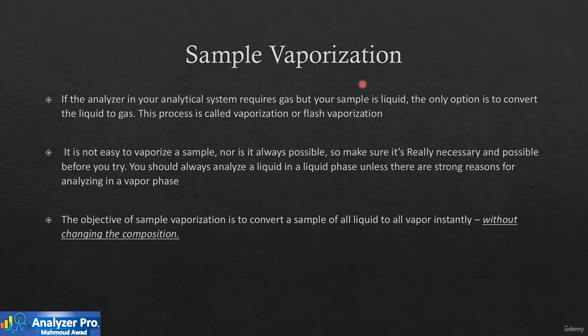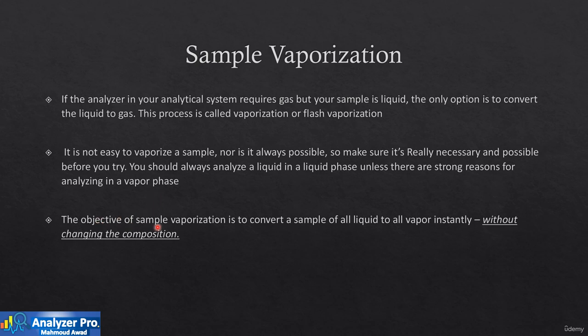Let us understand what sample vaporization is. If the analyzer in your analytical system requires gas, but your sample is liquid, the only option is to convert the liquid to gas. This process is called vaporization or flash vaporization. It is not easy to vaporize a sample, nor is it always possible, so make sure it's really necessary and possible before you try. You should always analyze a liquid in a liquid phase unless there are strong reasons for analyzing in a vapor phase.